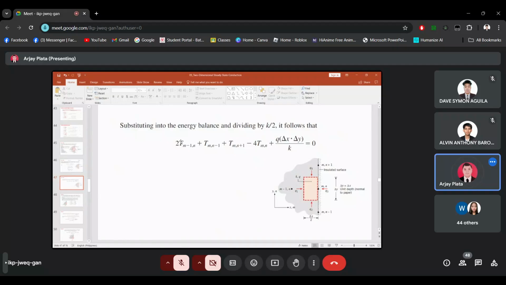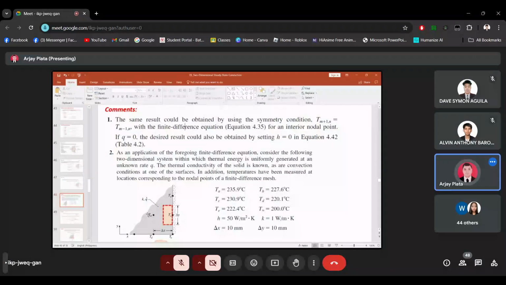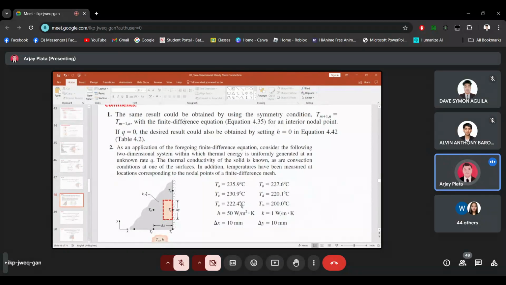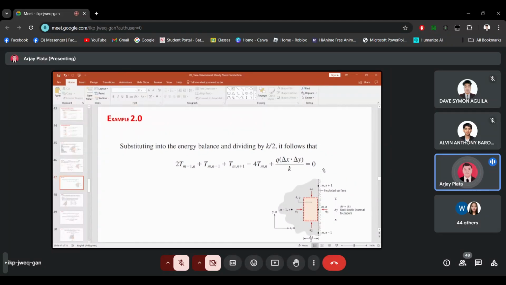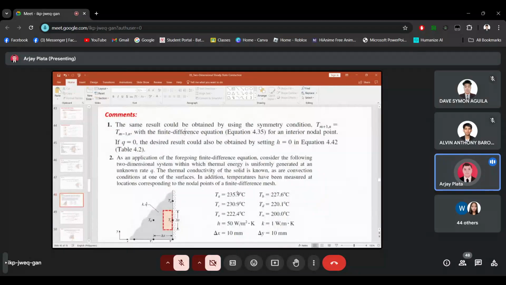So this equation, for example, T m minus 1, n. The temperature here is Tb, which is 227.6. Next is T m, n minus 1. The temperature here is Te, which is 222.4. Next is T m, n plus 1. The given temperature here is Ta, which is 235.9.